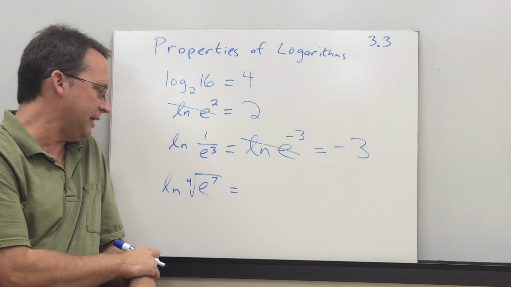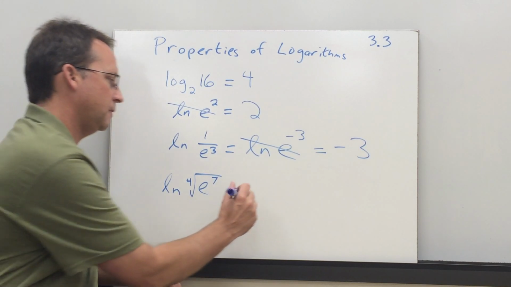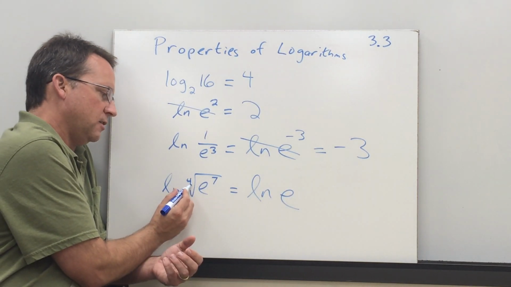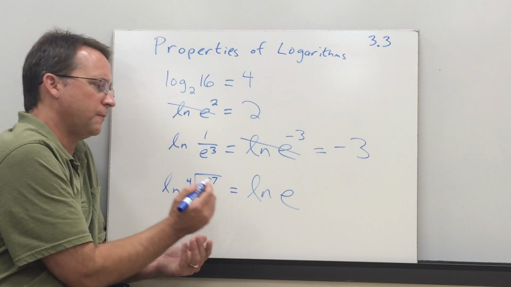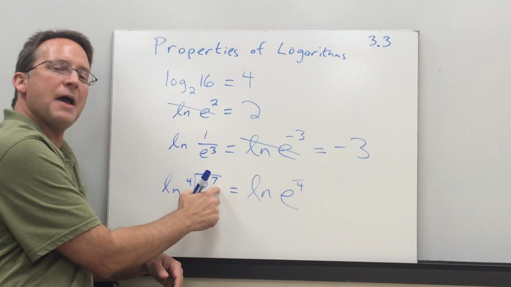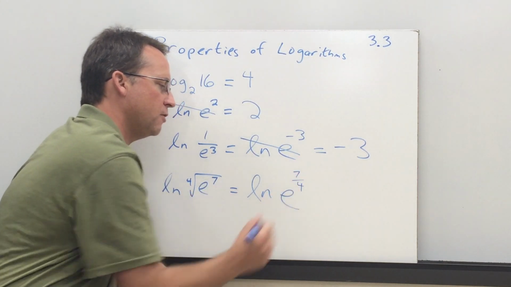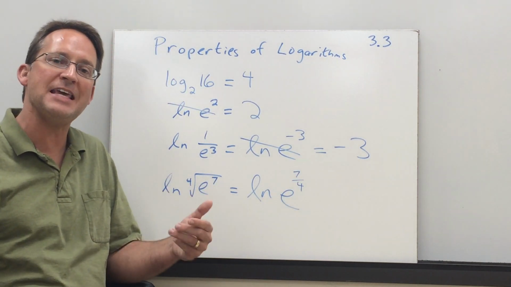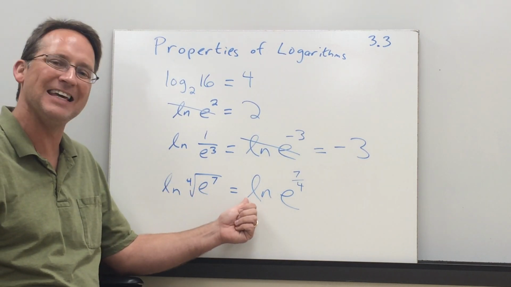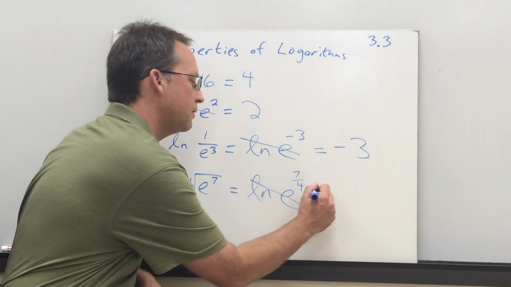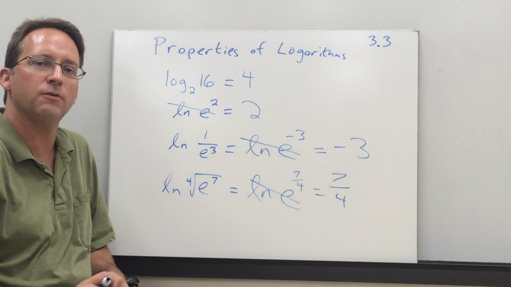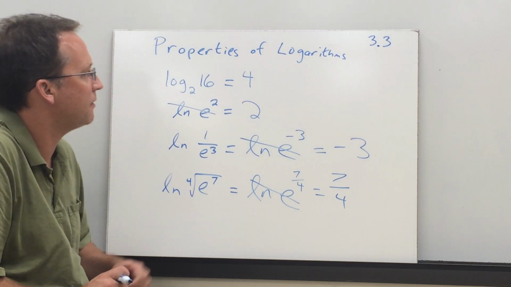And finally here, ln of a root expression. To rewrite a root expression, the root that you have, this is a 4th root, goes in the denominator of your exponent. This power here goes in the numerator of your exponent. The 4th root of e to the 7th is like e to the 7/4 power. So the ln of e to the 7/4 power would be 7/4. Right? So that's a quick reminder of how we evaluate logarithms without a calculator.